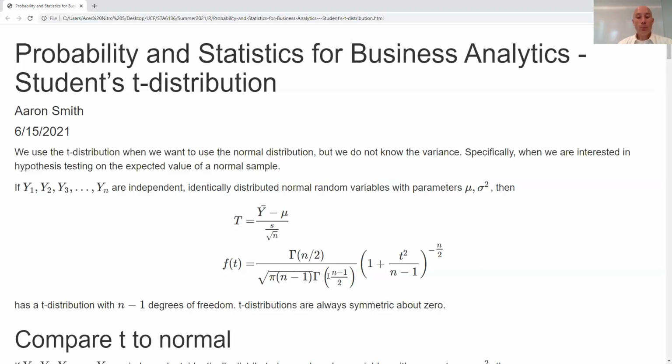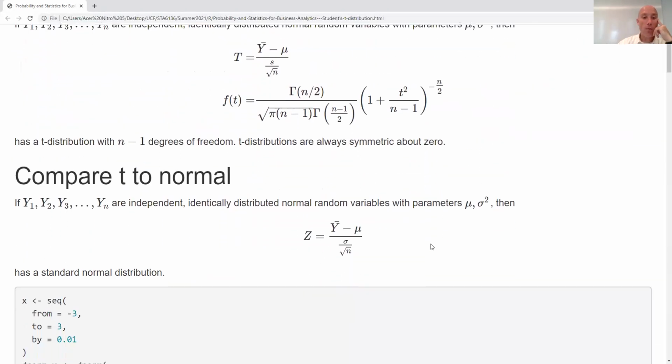So here, this is a distribution from this sample. Well, this looks kind of ugly, right? I've got a gamma function in here, I've got square root of pi and n minus 1, another gamma function, and then I've got a fraction inside here. There's a lot going on. This is a pretty ugly distribution if you're going to be working things out by hand. Fortunately, computers take care of it for us.